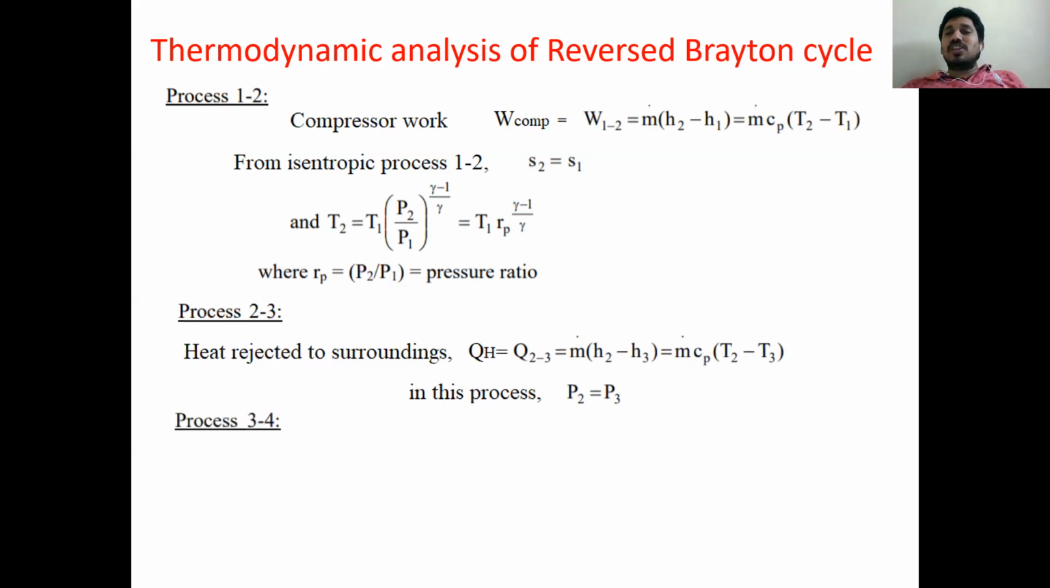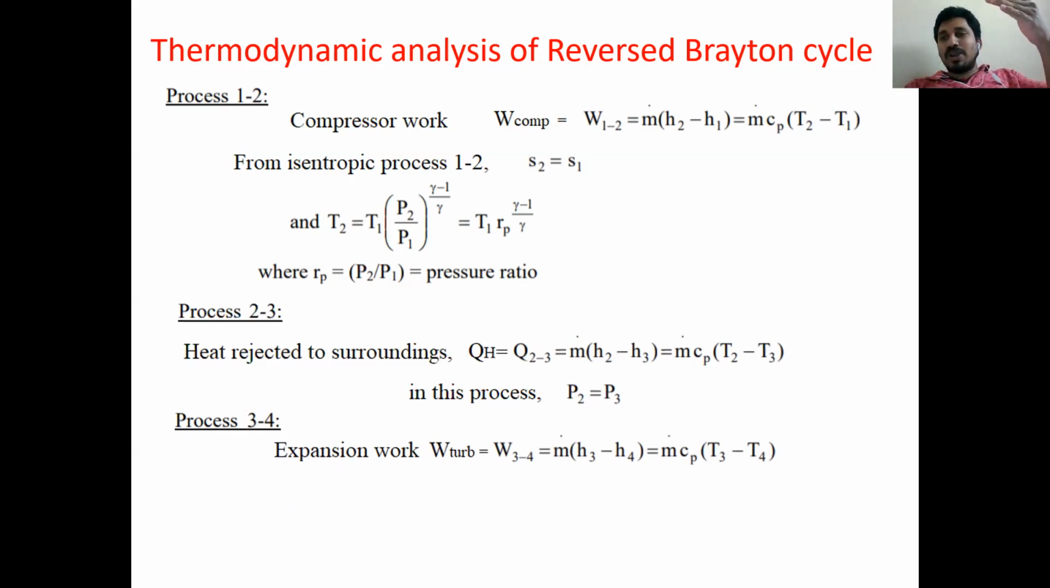Next process is 3-4, isentropic expansion, called the turbine process. So here expansion work is required. It's the amount of power developed by the system. W turbine is equal to process 3-4, W34, m (H3 minus H4). Before the turbine we have a high amount of energy. After the turbine the energy level drops. So m (H3 minus H4), input energy minus output energy, means m Cp (T3 minus T4). So this is the isentropic process, so S3 is equal to S4.